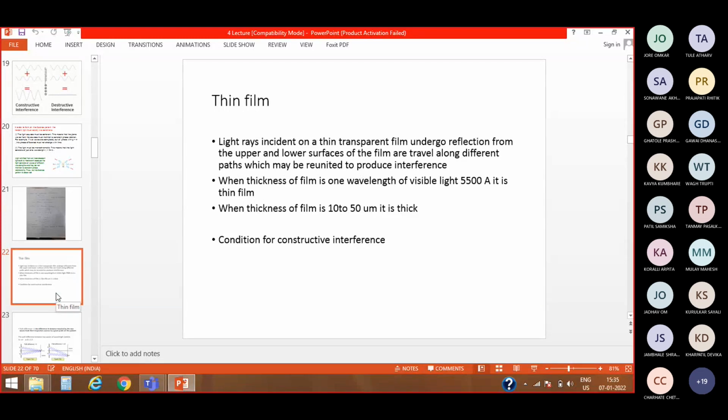When the thickness of the film is about 1 wavelength of visible light, it is around 5500 angstrom. If the thickness of the film is between 10 to 50 micrometer, it is called a thick film.